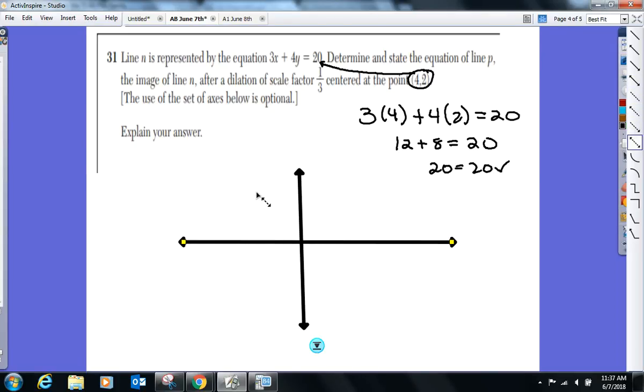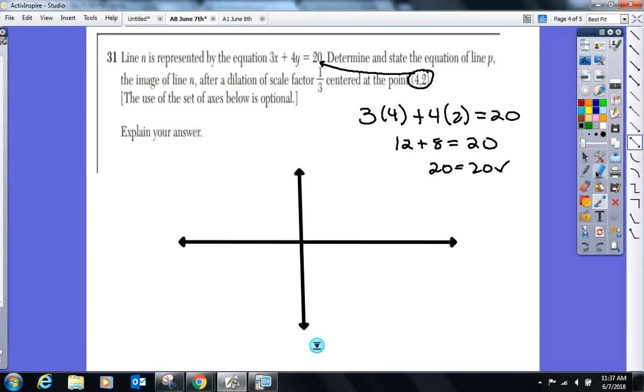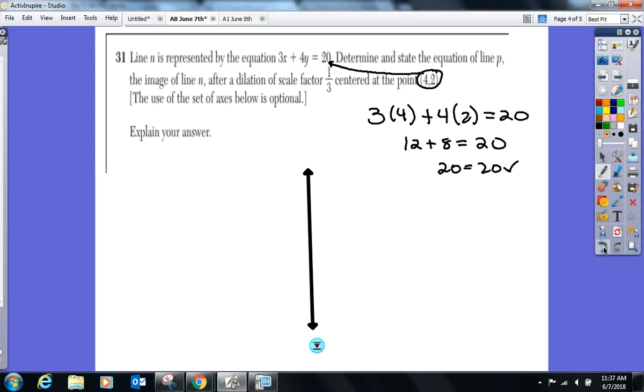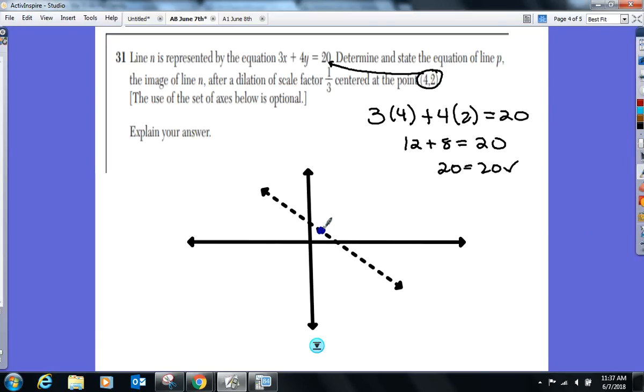I have no idea what this line's going to look like, but here you go. Here's 4,2. Ready? It's on the line. We all agree. We just found out it's on the line. Here's a point on the line. If this is 1/3, is this point going to get closer or further away to 4,2? Closer. And guess where it's going to still end up? It's still on the line. This point right here, it's going to get closer, right? But it's still going to be on the line. Every point I dilate is going to end up back on the same line.